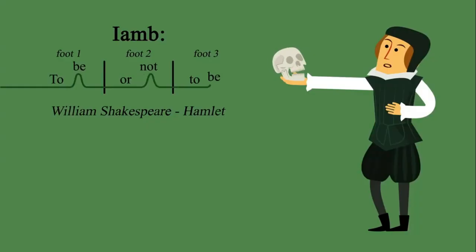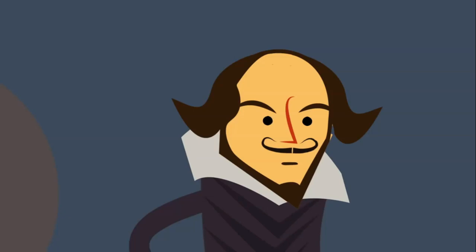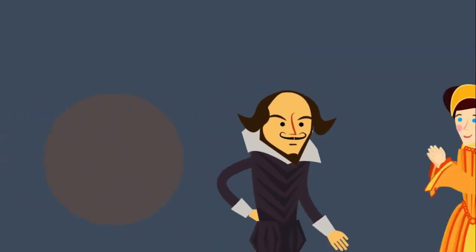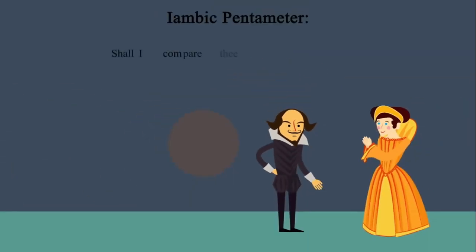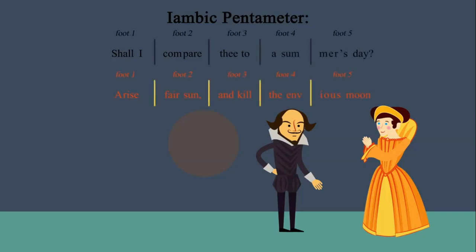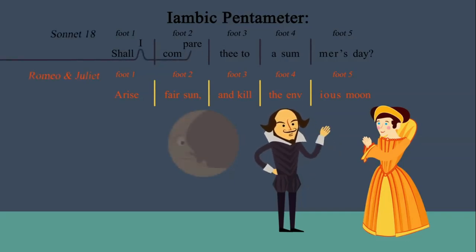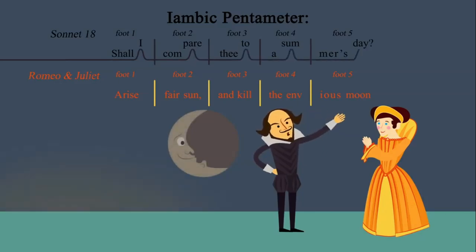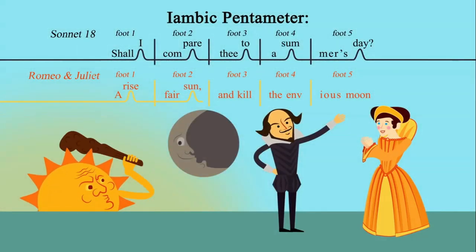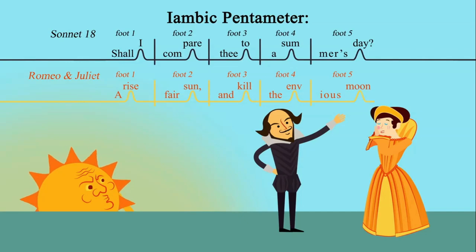Shakespeare's favourite metre in particular was iambic pentameter, where each line of verse is made up of 5 two-syllable iambs for a total of 10 syllables. And it's used for many of Shakespeare's most famous lines. Shall I compare thee to a summer's day? Arise, fair sun, and kill the envious moon.